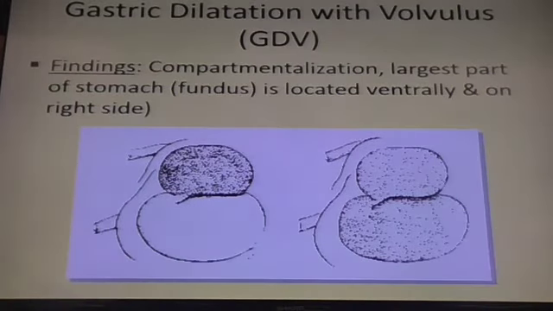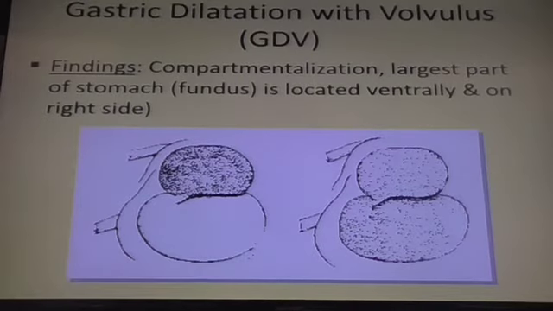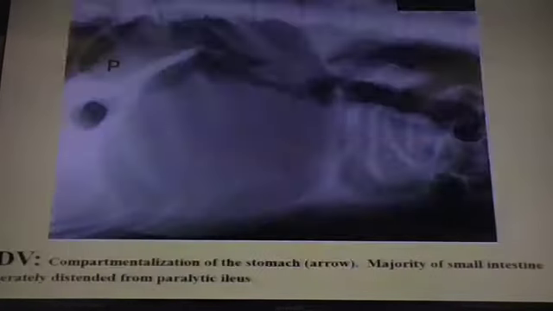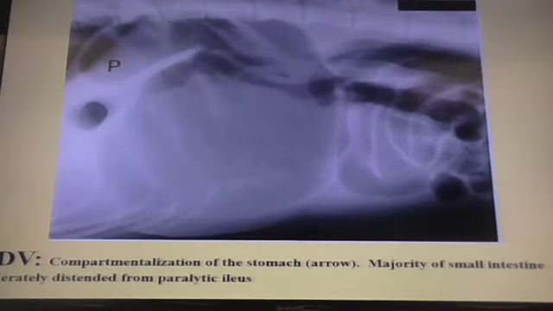So what else do we look for? We look for compartmentalization, which means that when it is twisted, there is a segmentation of the stomach. And so then you see this ridge, it's a soft tissue ridge between the fundus and the pylorus. And this is what it looks like. If you read the book, you'll get it every time. But not all the time do they read the book.